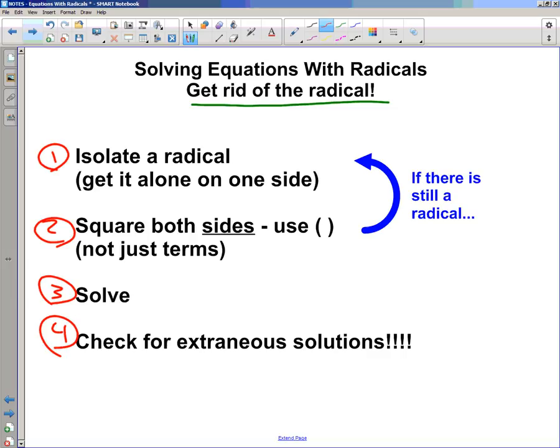Now, if after this second step you had another radical still, you would need to return to the first step. You would need to isolate that radical, and then go ahead and square both sides again, and that should eliminate another radical.